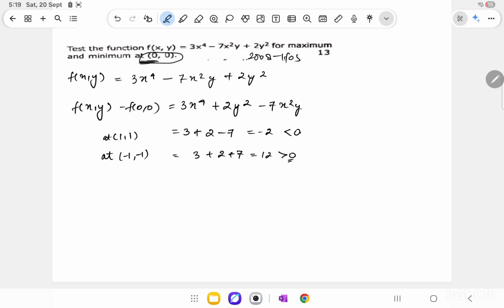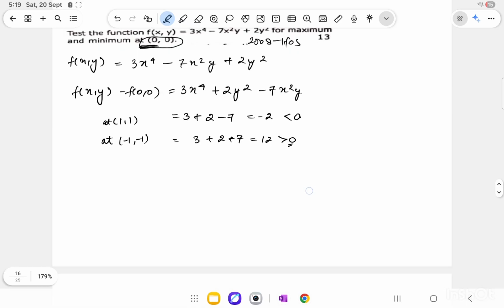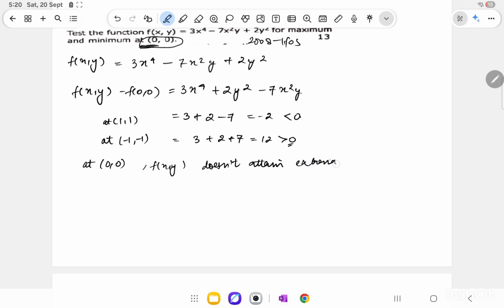So it doesn't have a fixed sign in and around the neighborhood of 0, 0. So we can conclude that this is neither a point of maxima nor a minima. It is basically a saddle point here. So at 0, 0, f(x, y) doesn't attain extrema values. So it's a saddle point.